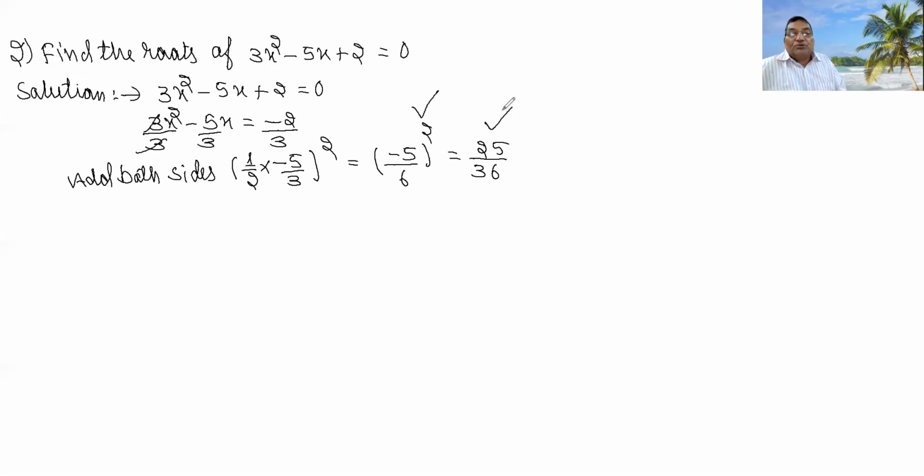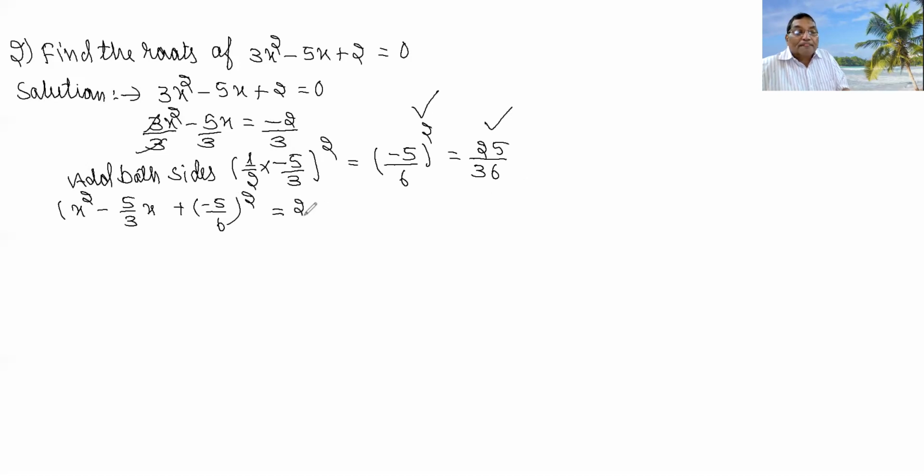Now, this can be added to RHS. This can be added to LHS. Both are same values. For our convenience, this is what happens here. x square minus 5 by 3 x plus minus 5 by 6 bracket square equal to, look here, already minus 2 by 3 is there, you have to add 25 upon 36.